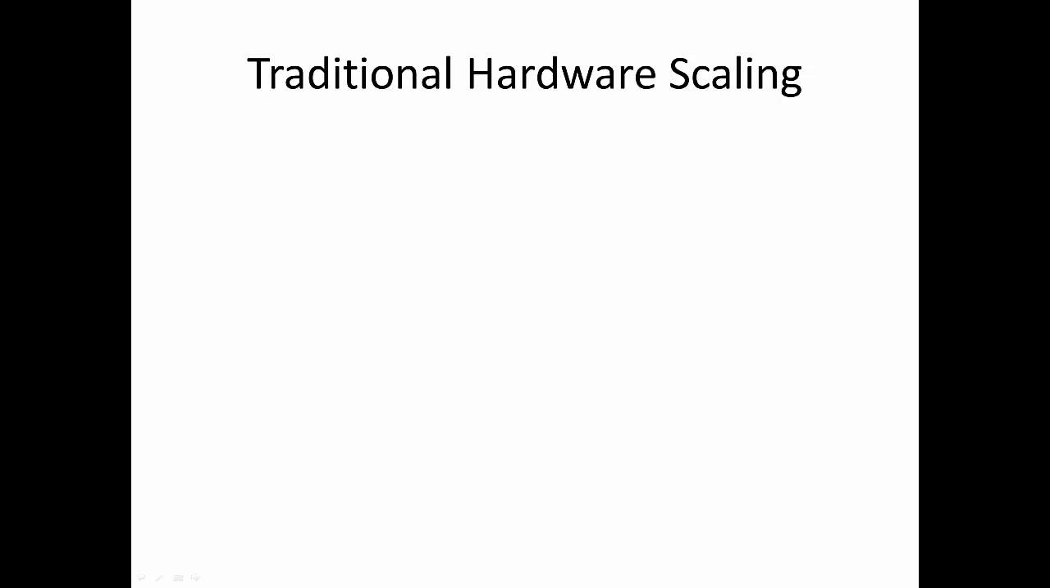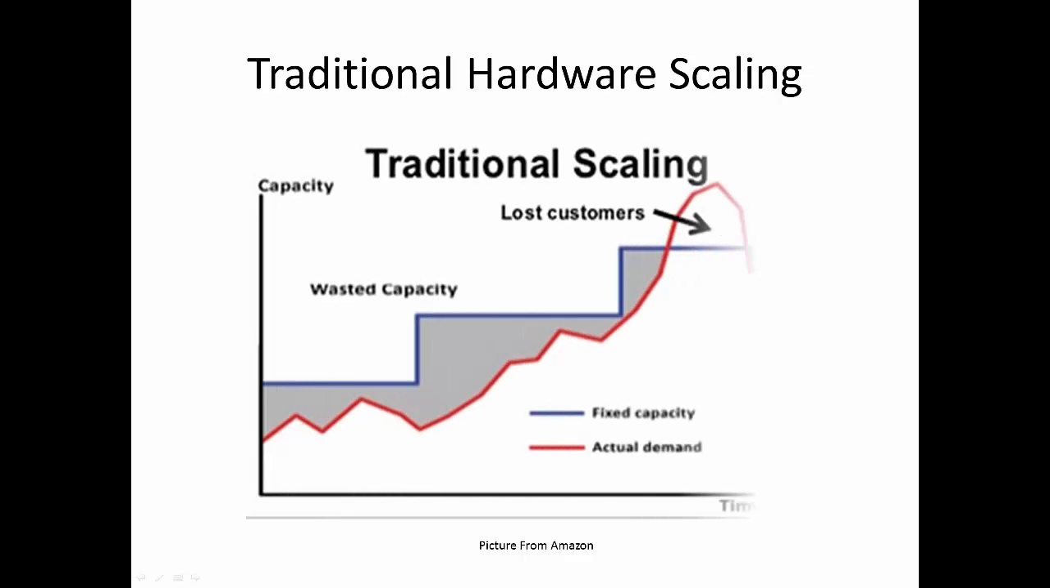Let's look at how hardware scaling traditionally works. In this plot of capacity over time, the blue line shows the fixed capacity increments that are made over longer periods of time, and the red line denotes the actual demand. You can see that in the early stages, the fixed capacity curve exceeds that of actual demand, so they are able to satisfy the demand using their fixed capacity.